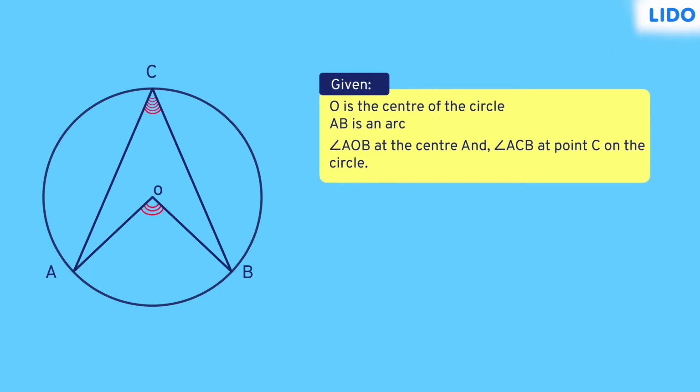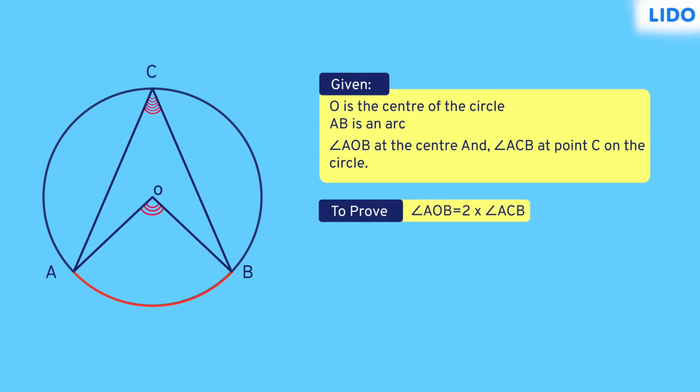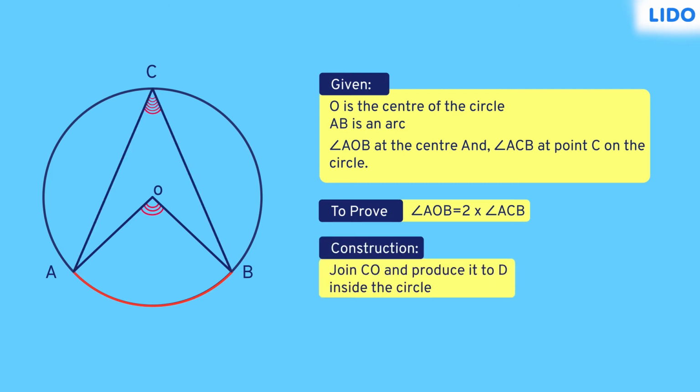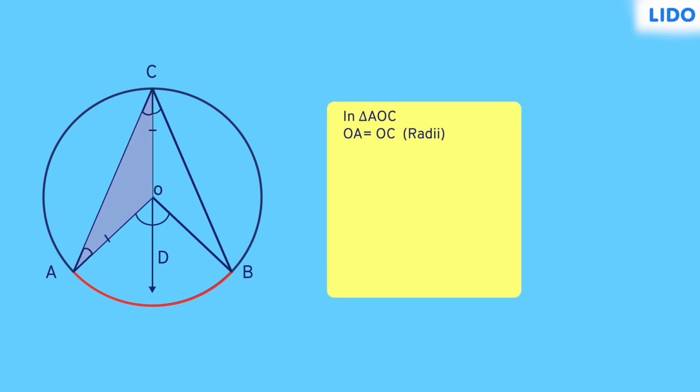We have a circle centered at O and we have the arc AB subtending angle AOB at the center and angle ACB at the remaining part of the circle. We need to prove that angle AOB is twice angle ACB. We need to join CO and extend it to D like this so that we can prove the result. When we consider triangle AOC, OA and OC are equal as they are the radii. So, angle OAC is equal to angle OCA because they are angles opposite to equal sides.